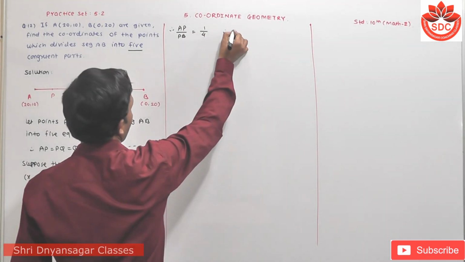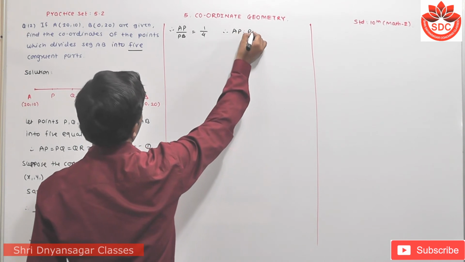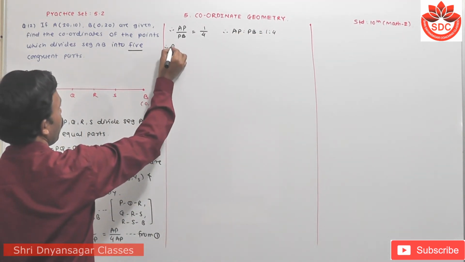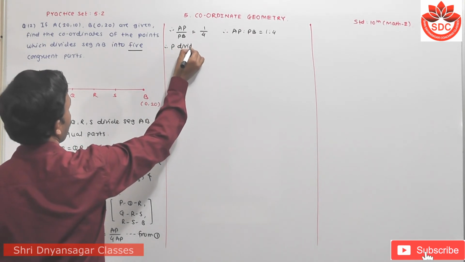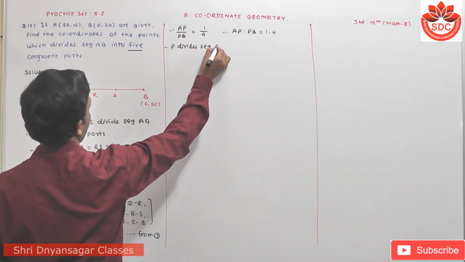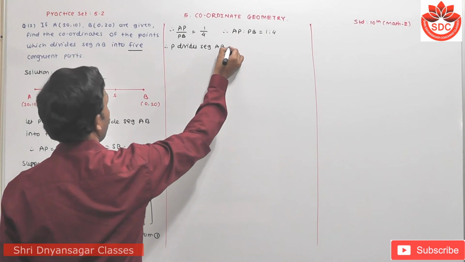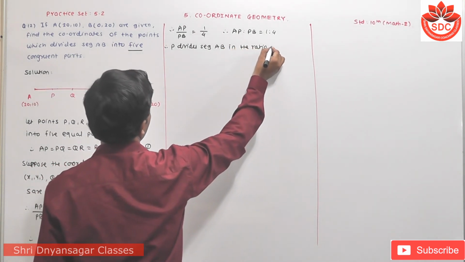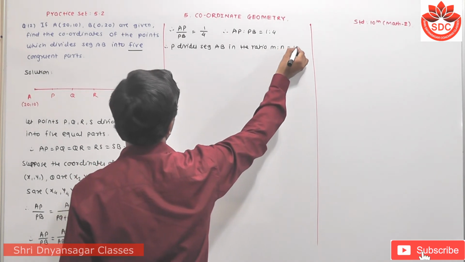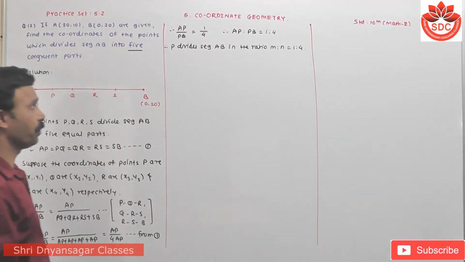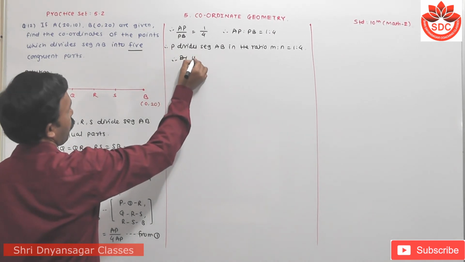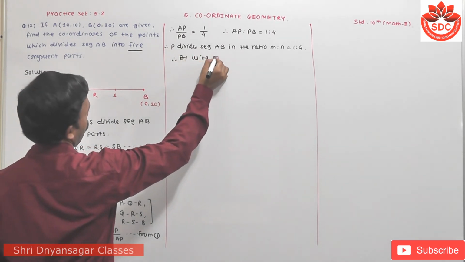This means AP is to PB equals 1 is to 4. Therefore P divides segment AB in the ratio m is to n equals 1 is to 4. By using the section formula, therefore by using the section formula.